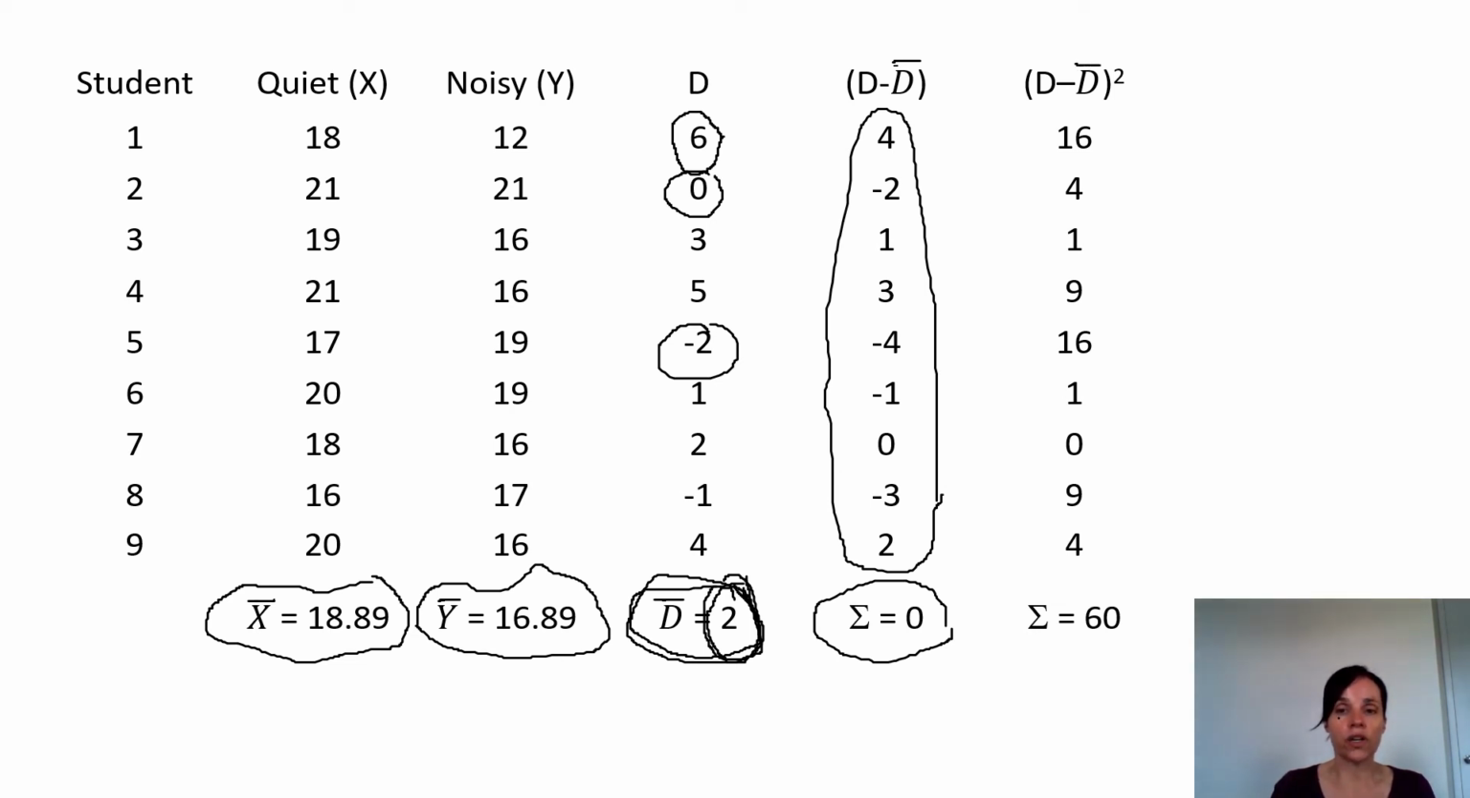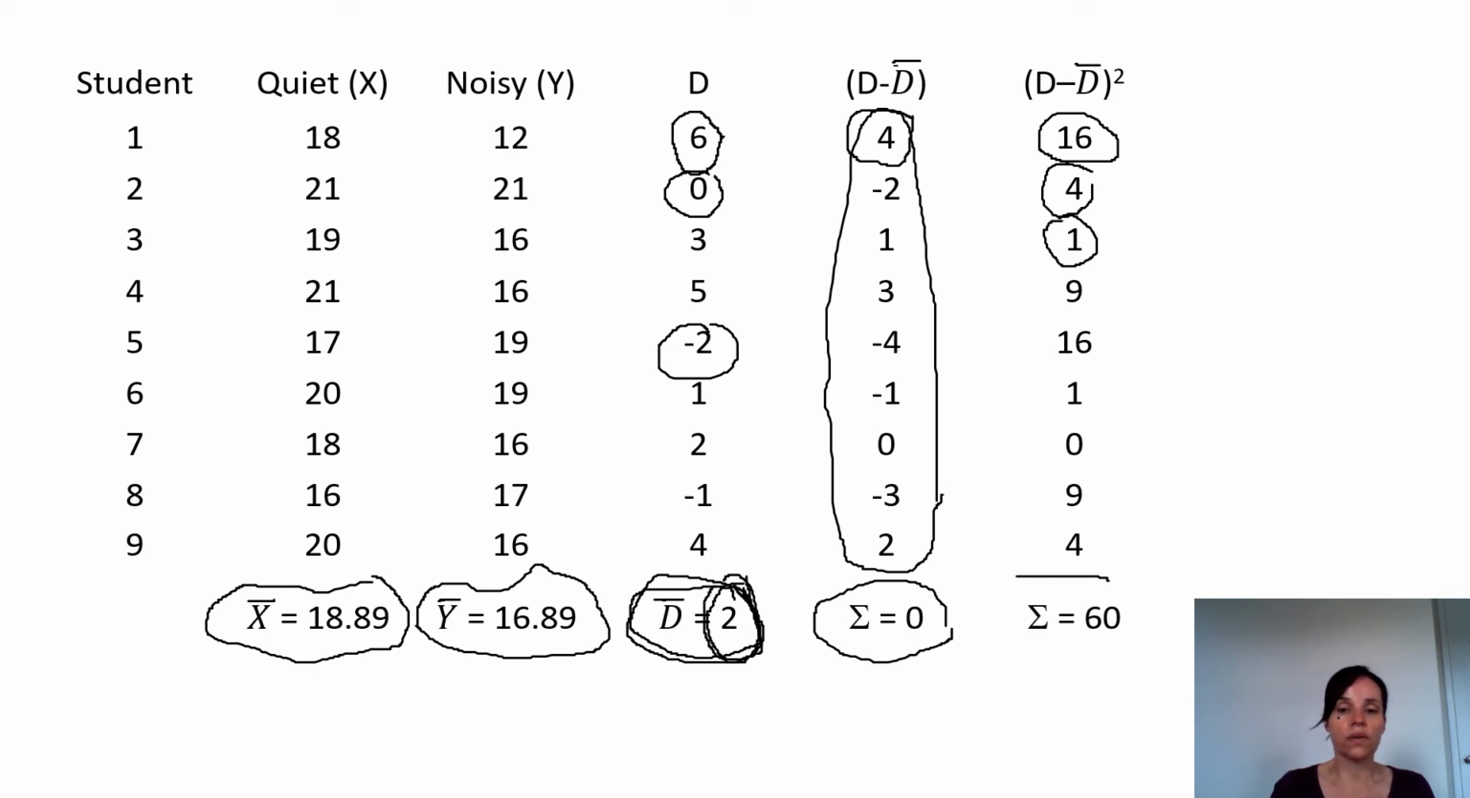So for each number in this last column, I'm going to take the deviation score and square it. So the first deviation score is 4, so when I square that number, 4 times 4, of course, is 16. -2 squared is 4. 1 squared is 1. 3 squared is 9. -4 squared is 16. -1 squared is 1. 0 squared is 0. -3 squared is 9. And 2 squared is 4.